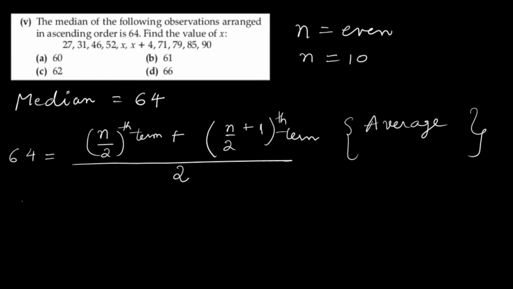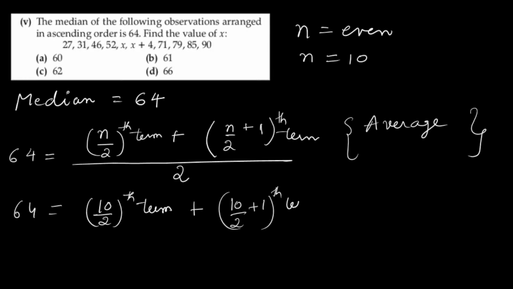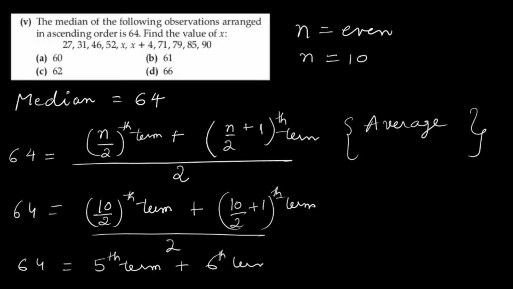Which is the n by 2 term now? n means 10, so 10 by 2, that term, plus 10 by 2 plus 1, that term, divided by 2. So 64 is equal to the average of the fifth term, which is 10 by 2, and the sixth term, which is 5 plus 1. So we take the average of these two terms.